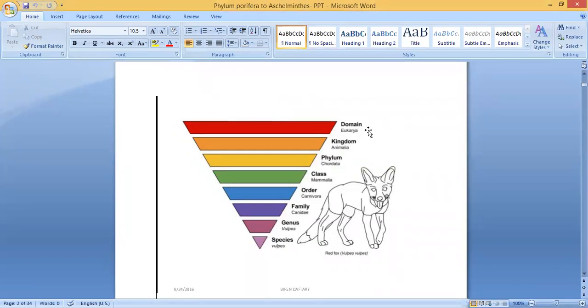So the first one they're showing here is domain. They also gave one example, that is a red fox. It's a carnivorous animal, the red fox, called Vulpes vulpes. Here in the domain, all eukaryotic animals will come. Eukaryotic means a nucleus with a proper nuclear membrane. Then you come down to the second level, that is the kingdom level.